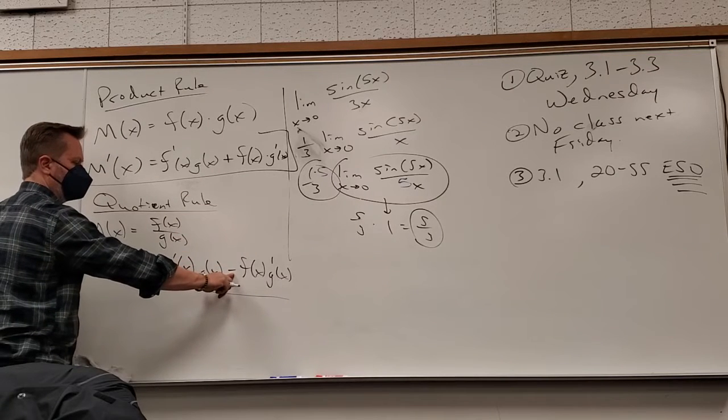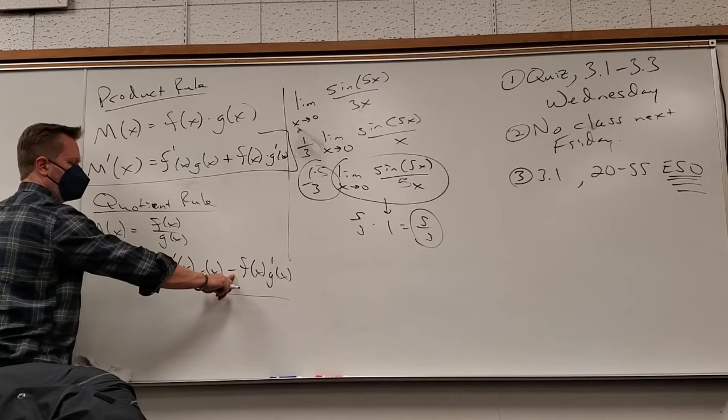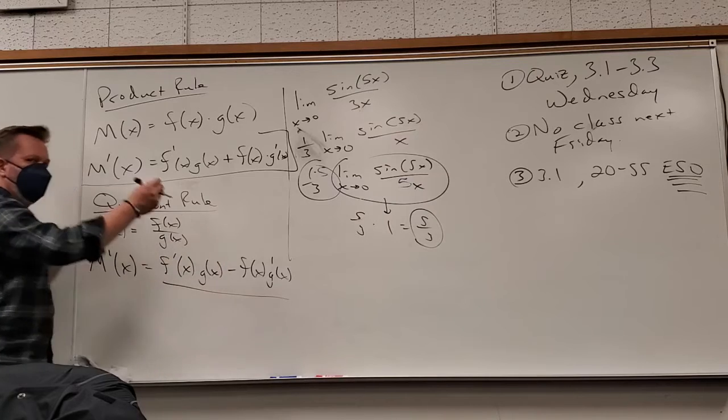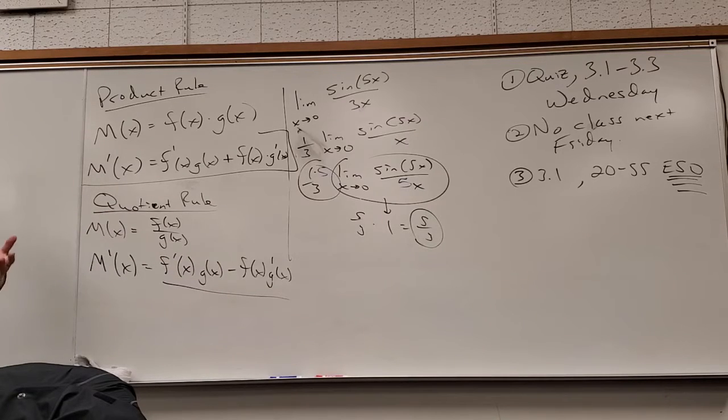Can somebody tell me real quick why that's a minus? Because then you bring the derivative of g. Yeah, g was on the bottom. So if I bring it up, it's going to have a negative power that's going to show up there when I take its derivative.